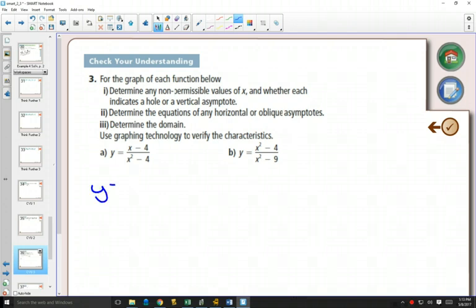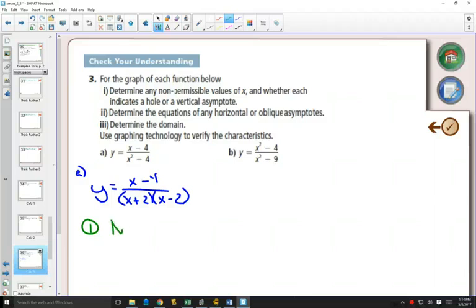So this one in A, the bottom factors to (x + 2)(x - 2). Now, that leads us to the first thing that we looked for, which were our non-permissible values and whether they were vertical asymptotes or holes. So we can list our non-permissible values. x can't equal -2 and x can't equal 2.